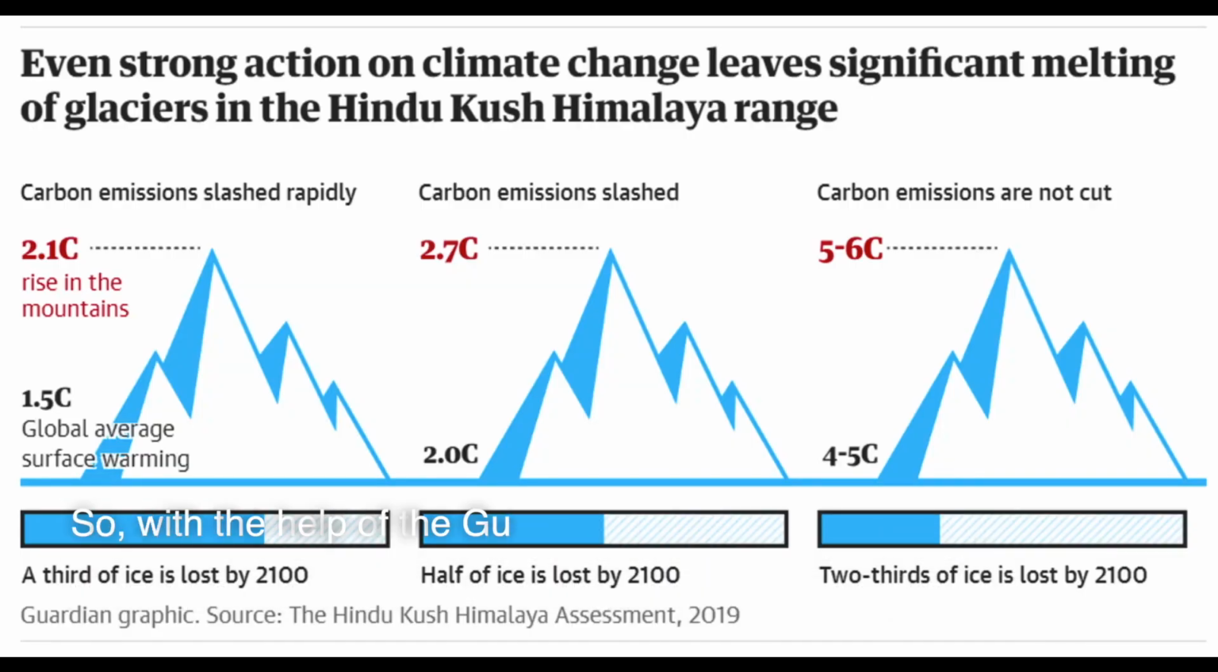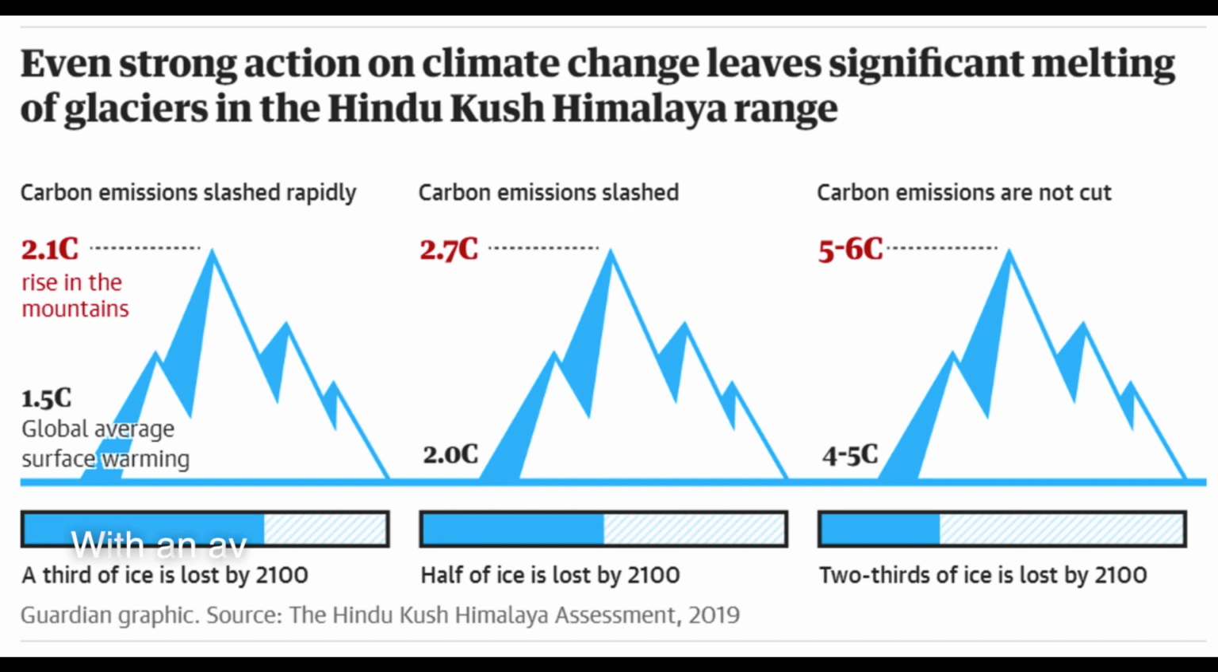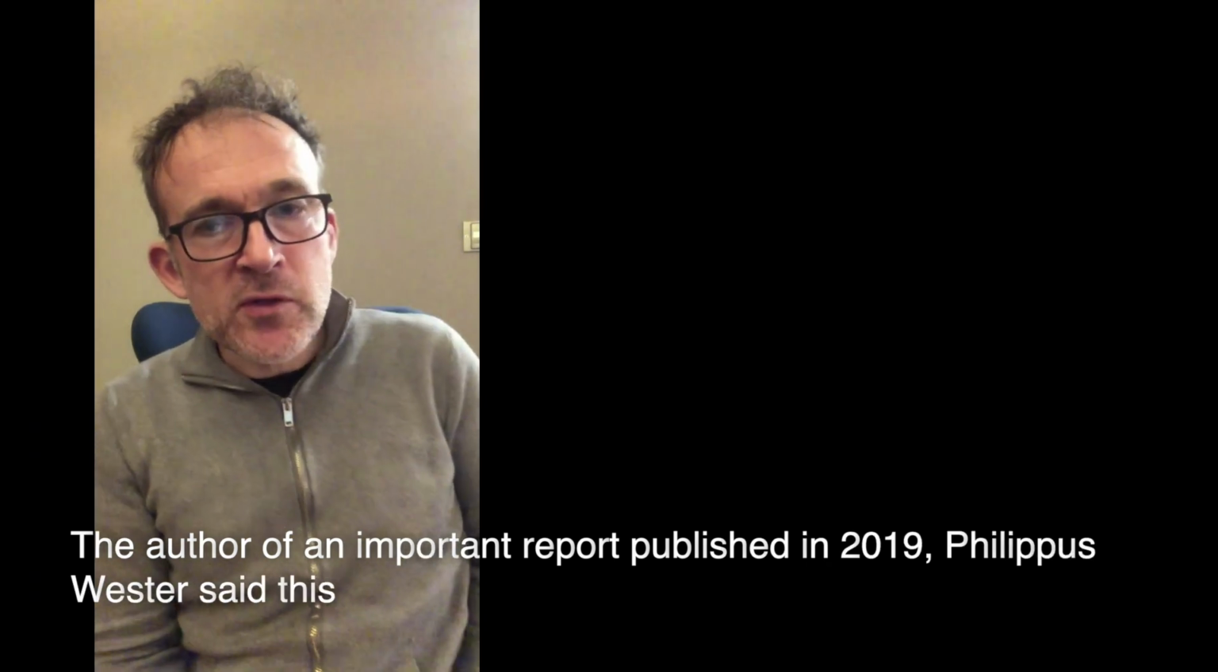So with the help of The Guardian newspaper, you have a graphic to illustrate some of the possible scenarios which could play out with different levels of warming. With an average 1.5, a third of the ice in the Himalayas will be lost by 2100. With a warming of 2 degrees, we have half the ice lost by 2100. And with more excessive warming of 4 or 5 degrees, we end up with 2/3 of the ice lost by 2100. The author of an important report published in 2019, Philippus Wester, said this.